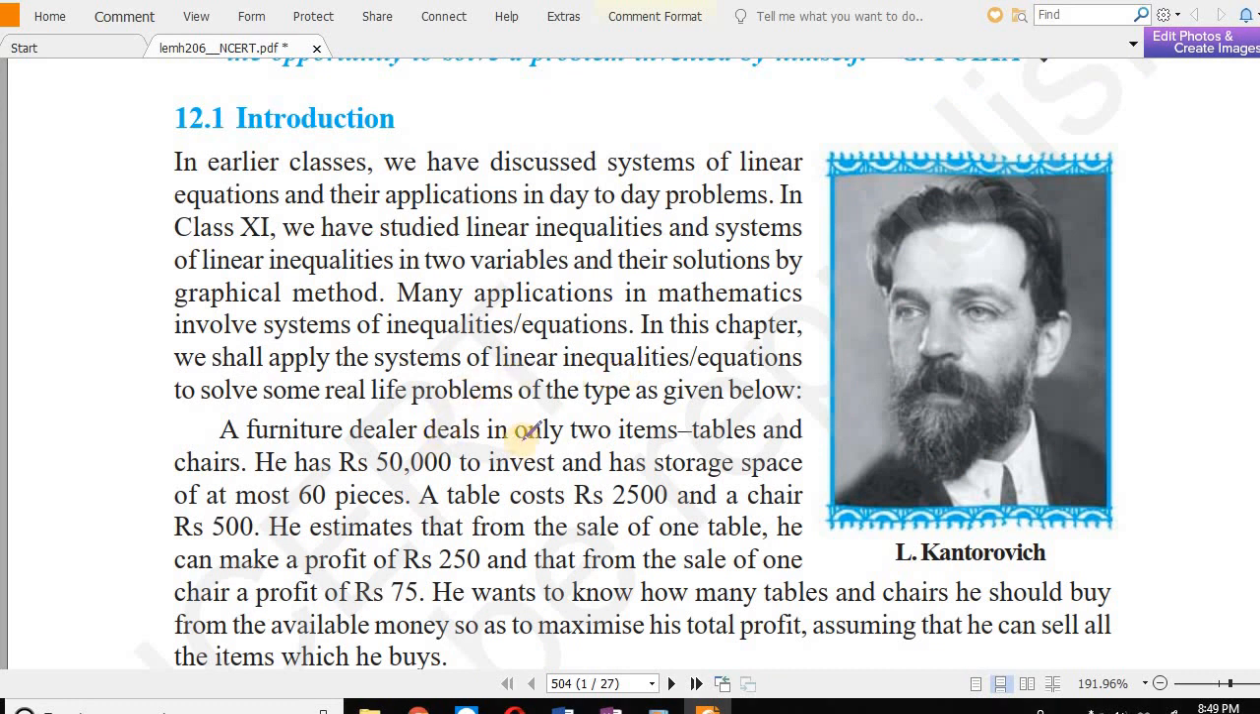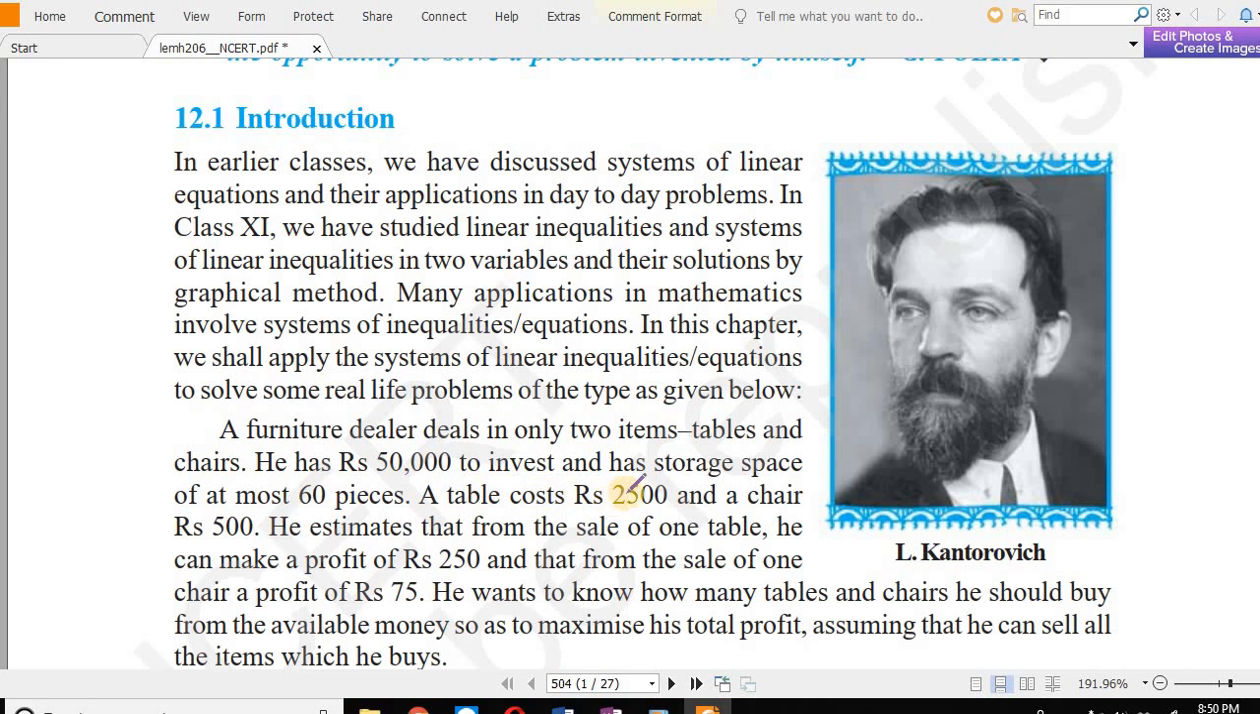We start with a practical problem. By the way, RS means rupees, so you can think of this as dollars. Let's read this problem. A furniture dealer deals in only two items, tables and chairs. He has 50,000 rupees to invest and has storage space of at most 60 pieces of furniture. So he can only put 60 pieces of furniture in his storage. He can't have more than that as inventory.